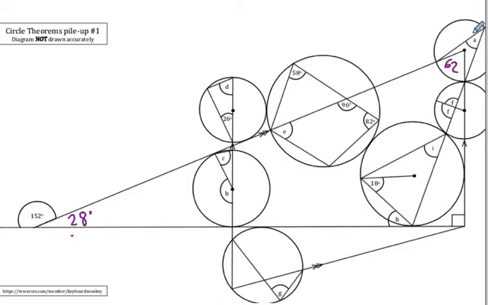Okay, now we're going to invoke the power of the Star Trek theorem, and hopefully you remember that the one on the arc is always half the one that is at the center. So therefore, our A is 31. All right, let's move along.